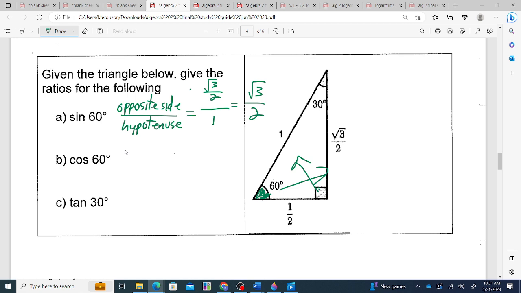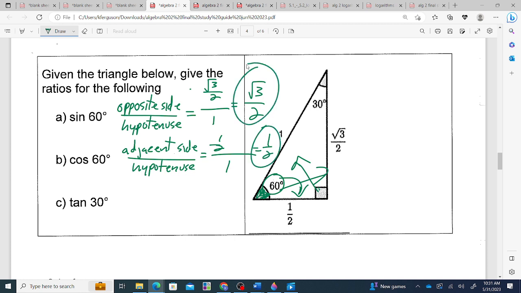Cosine. Cosine is the adjacent side over the hypotenuse. Adjacent. I hope that's spelled right. So the hypotenuse is 1. The adjacent side from my 60-degree angle. Adjacent means next to. Obviously, opposite means on the other side. So that's 1/2. So I got 1/2 divided by 1, so that's just 1/2. So I got 1/2, and I got the square root of 3 over 2.